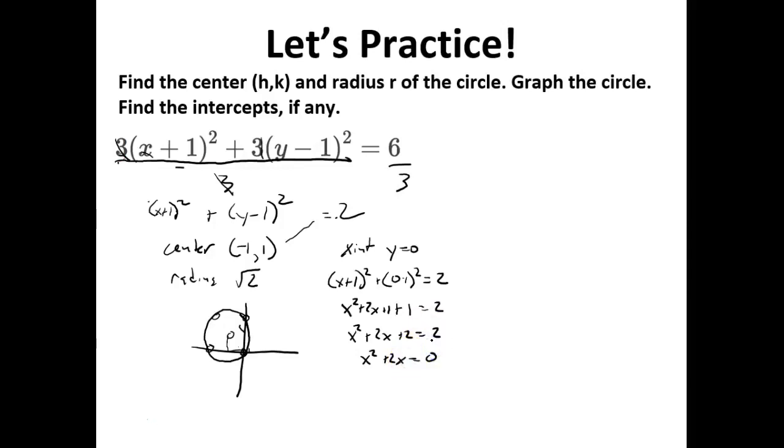When I do some of this in my head, I'm going to factor. So we're going to get x times x plus 2. This one, x is going to have to equal 0. And this one, x is going to have to equal negative 2. So my x-intercepts are at 0, 0, and at negative 2, 0.